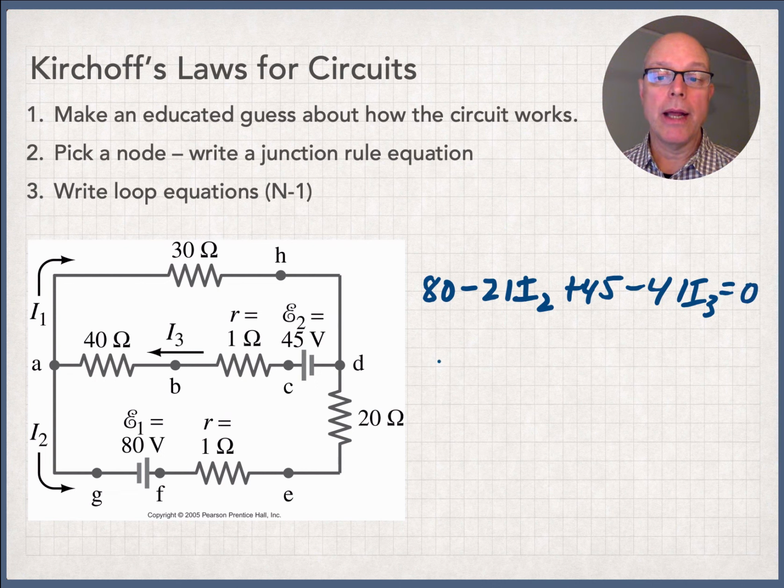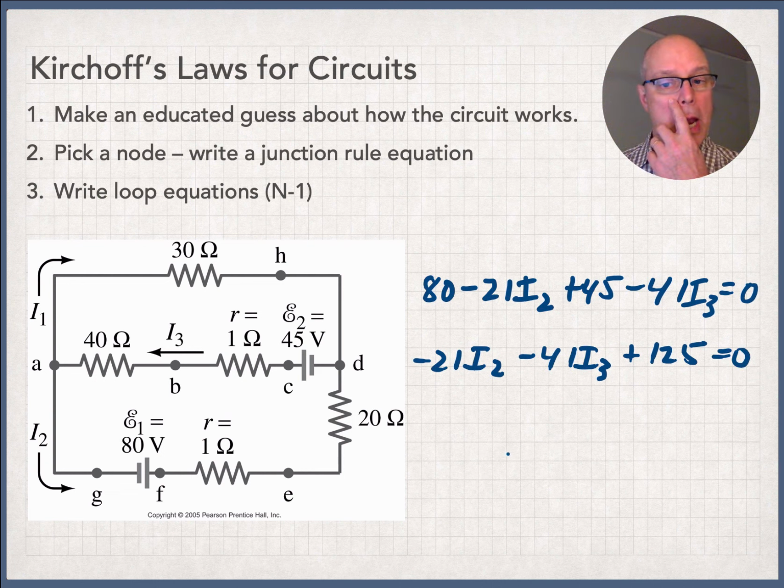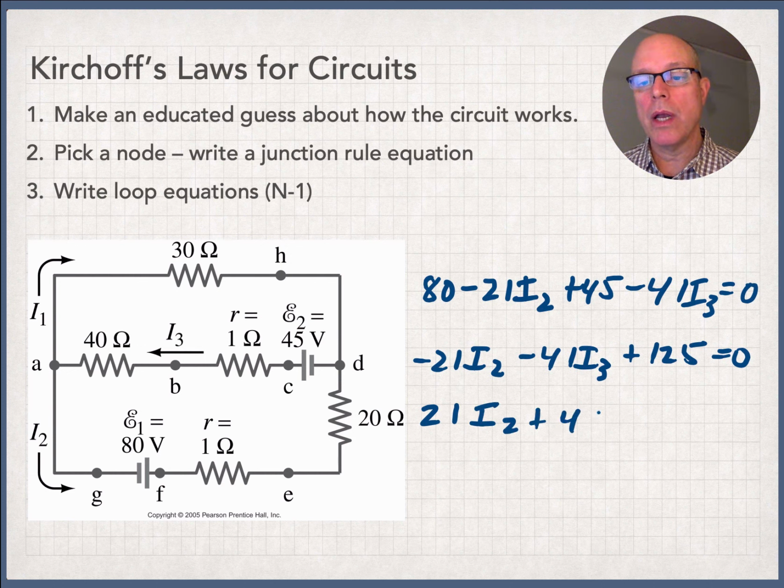Now I'm going to do a little cleaning up on this one. We've got minus 21 I2s, minus 41 I3s, and I go plus 125 when I add up the 45 and the 80. That all adds up to equal 0. And I think I see the exact same thing happening with minus signs that happened in the last step. I can shift the 125 over and rewrite this whole thing after I multiply it all by -1 as 21 I2s plus 41 I3s and then equals 125.